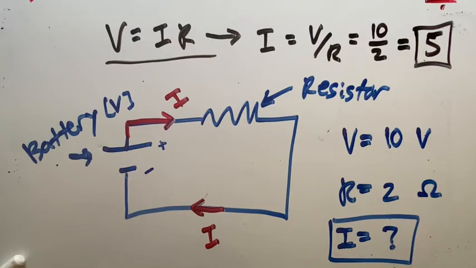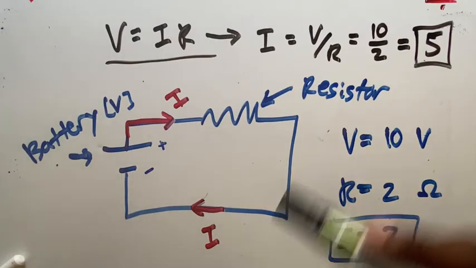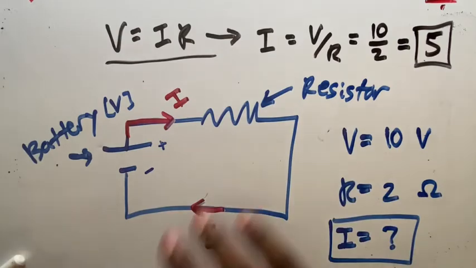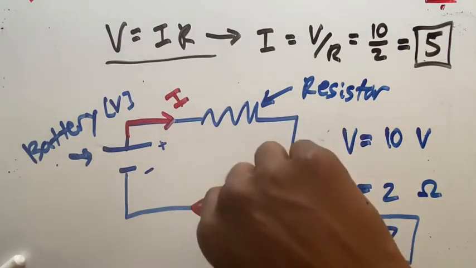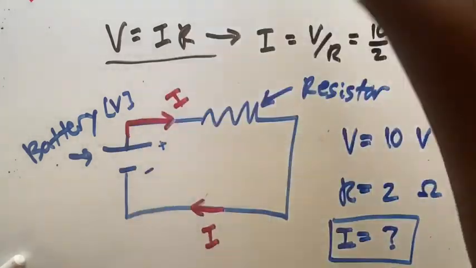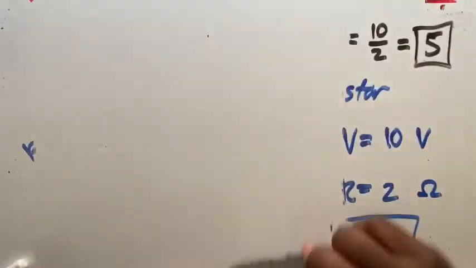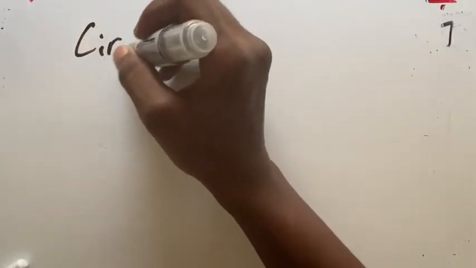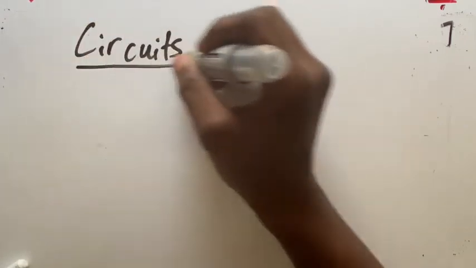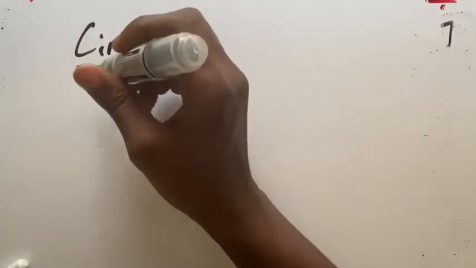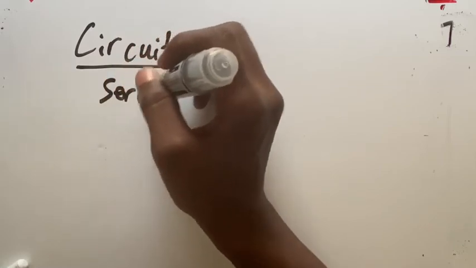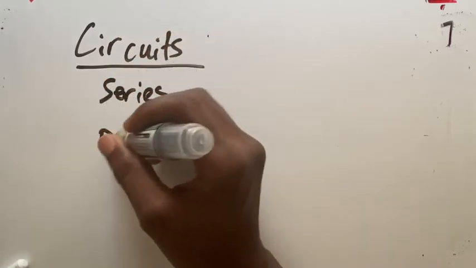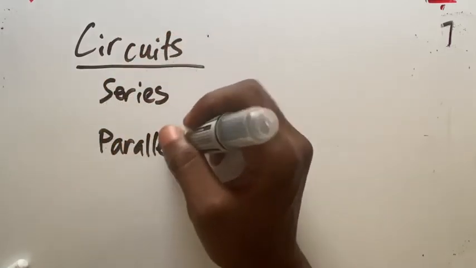All right, so now let me go over a few more current diagrams, some other ways we can set up these currents or these circuits. There's 2 ways we can set up a circuit. We can set up a circuit in series, or we can set up a circuit in parallel.